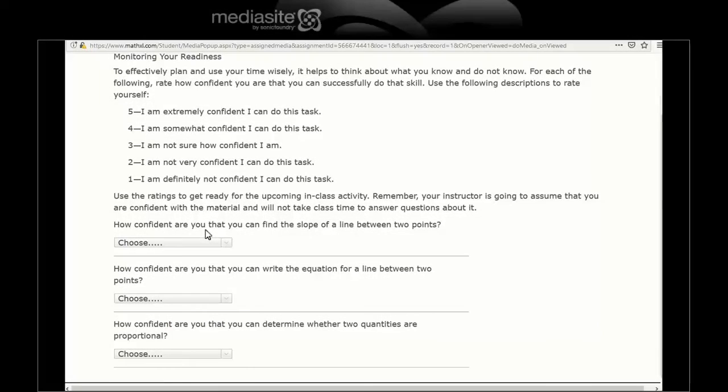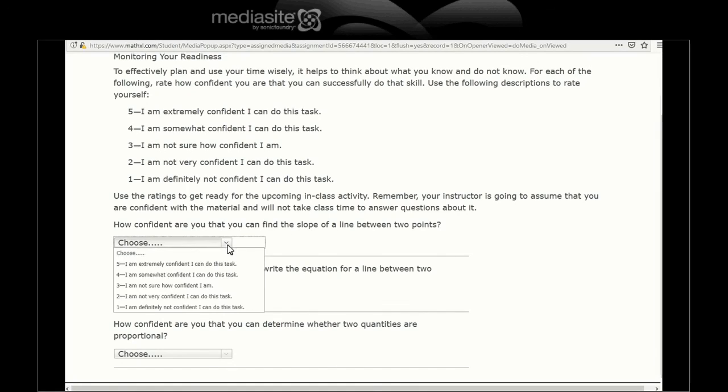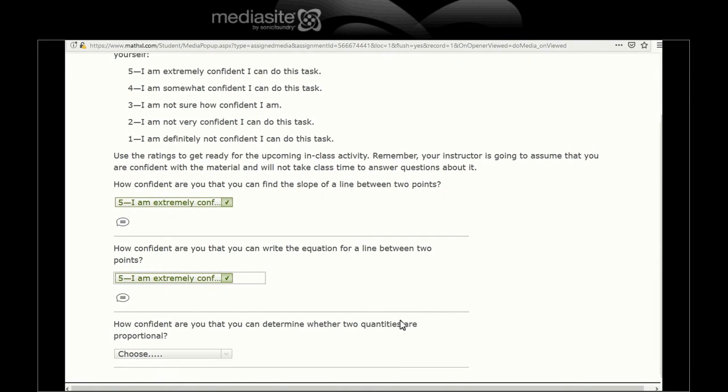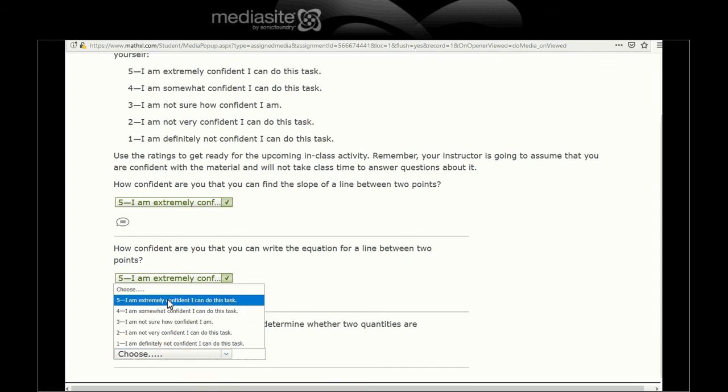So how confident are you that you can find the slope of the line? I'm pretty confident. Equation of a line between 2 points? Definitely. And is it proportional? Yes.